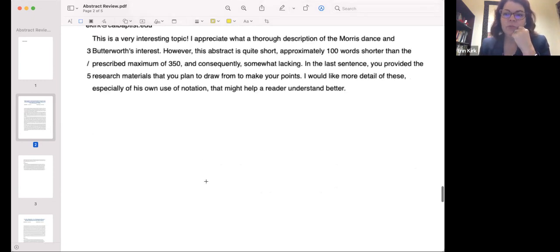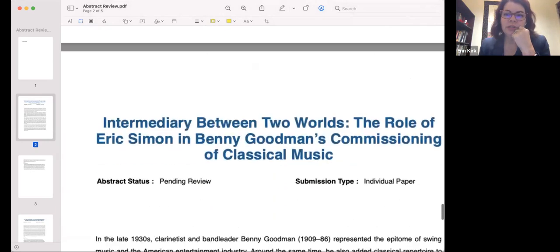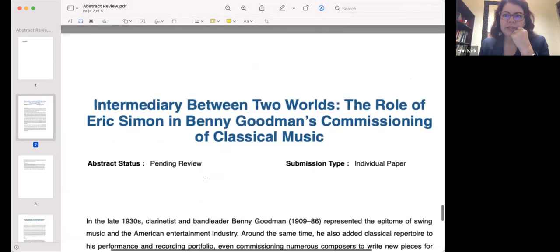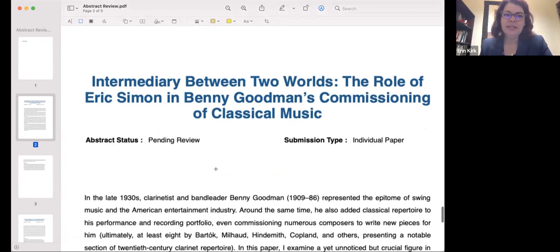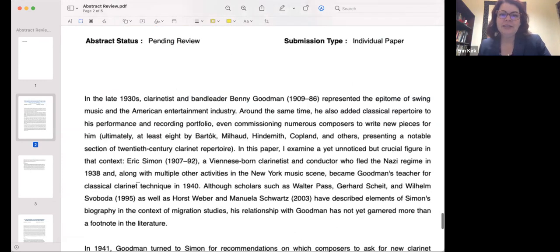Okay. All right. Let me read one last one to you. This one I think is especially interesting. Intermediary between two worlds, the role of Eric Simon in Benny Goodman's commissioning of classical music. In the late 1930s, clarinetist and band leader Benny Goodman represented the epitome of swing music and the American entertainment industry.